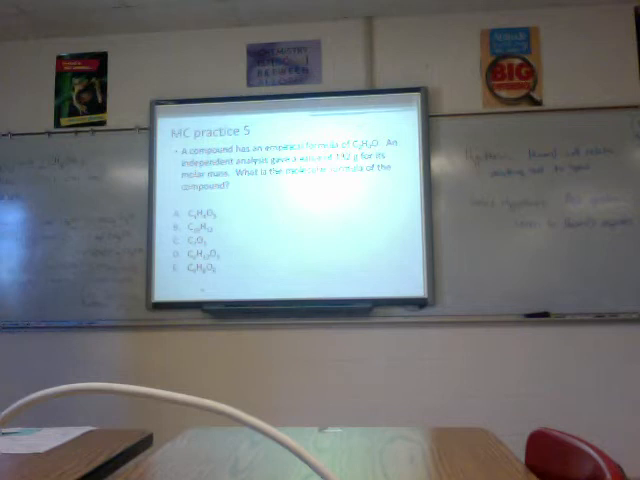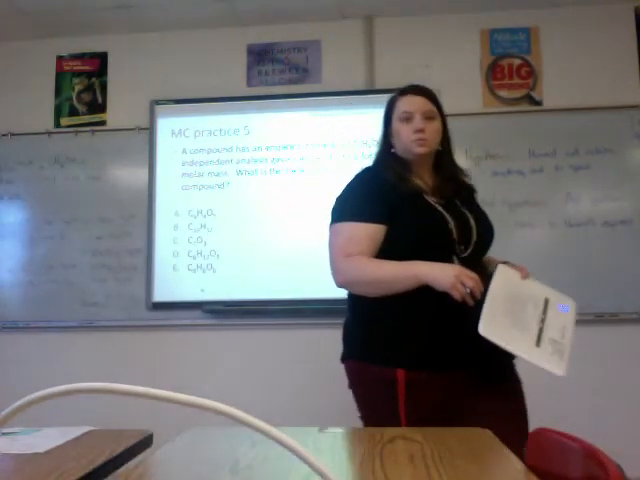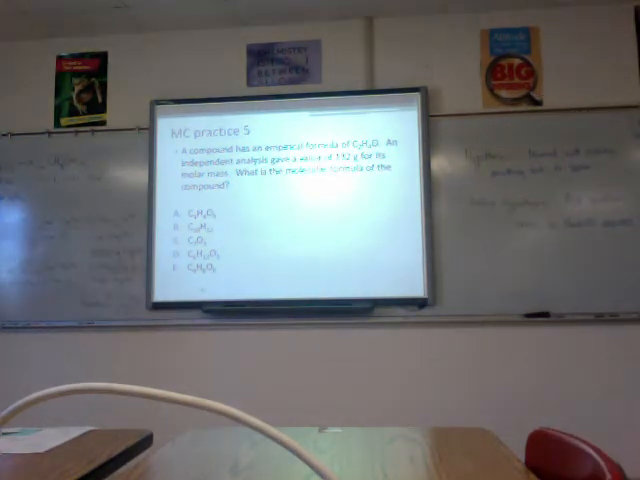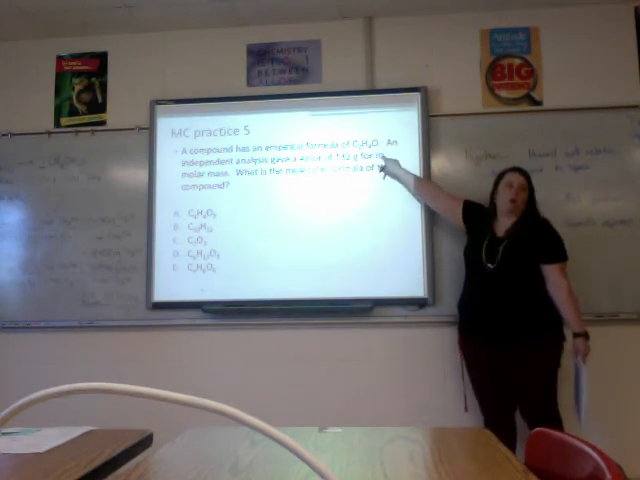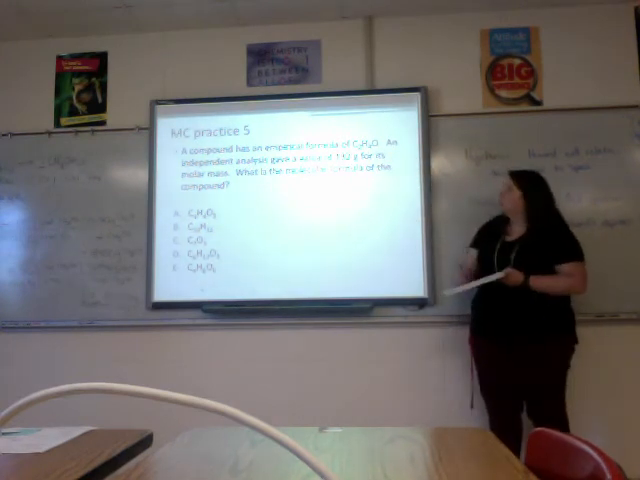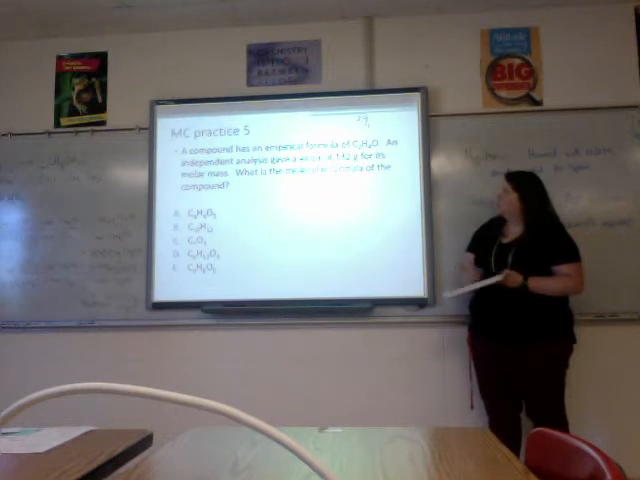This one says a compound has an empirical formula of C2H4O. An independent analysis gave a value of 132 grams for its molar mass. We want to find the molecular formula of the compound. So we know that we have our empirical formula, and we have the molecular formula, molar mass. So we need to approximate what is our molar mass of our empirical formula. Okay? So 2 carbons is going to be about 24, 4 hydrogens is about 4, and oxygen is 16.